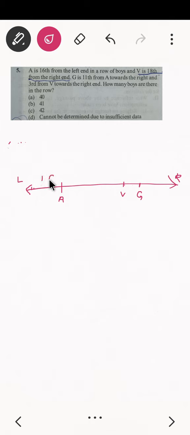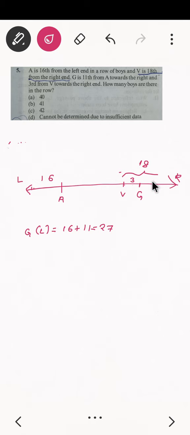So A is 16th, V is 18th and G is 3rd. First, let's find G's position from the left, which is 16 plus 11. G's position from the left is 16 plus the 11 more. 16 plus 11 is 27.